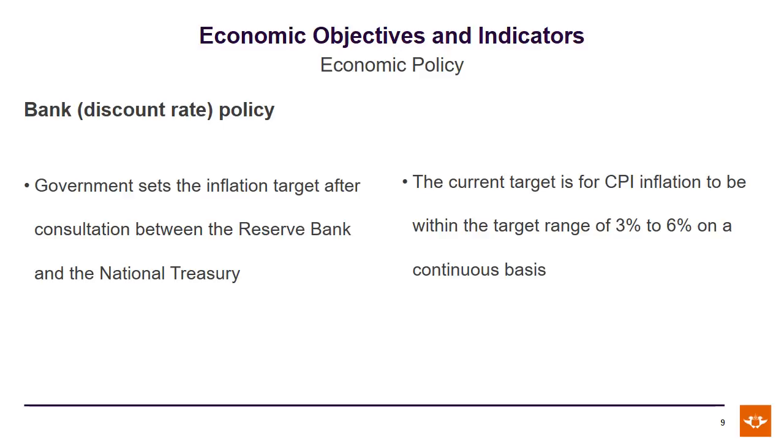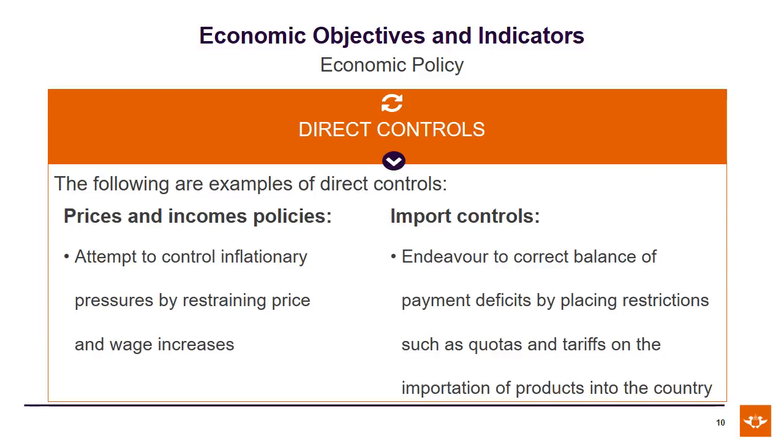Now, in addition to fiscal policy and monetary policy, there are also direct controls that can be used to influence economic activity. Some of those direct controls include prices and income policy. Here, there is an attempt to control inflationary pressures by restraining price and wage increases. There's also import controls, and here, quotas and tariffs on the importation of products into a country can be used to correct the balance of payment deficits.